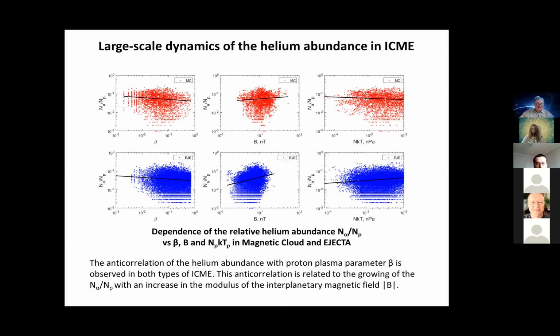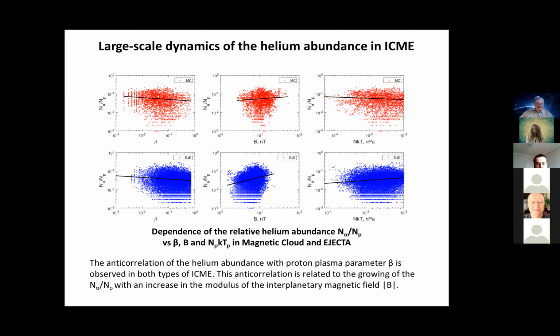The figures show the dependencies of the helium abundance on plasma parameter beta, magnetic field magnitude, and thermal pressure for two types of coronal mass ejection: magnetic cloud on the upper panels and ejecta on the lower ones. The black line shows the approximation. As can be seen, in both types of coronal mass ejection the helium abundance anticorrelates with the beta parameter, which confirms the result of the previously mentioned work.